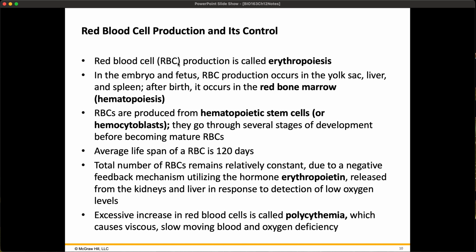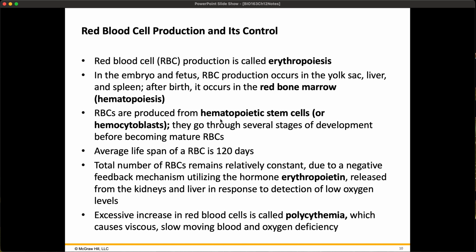Red blood cell, erythrocyte, production is called erythropoiesis. Go ahead and learn this root, poiesis, P-O-I-E-S-I-S. We'll see it a lot this lecture. So erythropoiesis is the production of red blood cells. During the embryonic and fetal phases, it's produced in the yolk sac, the liver, and spleen once those start to develop. But postpartum, after birth, it's in the red bone marrow primarily. And hematopoiesis is what we call that, because in hematopoiesis, you're producing all your blood cells, all your formed elements.